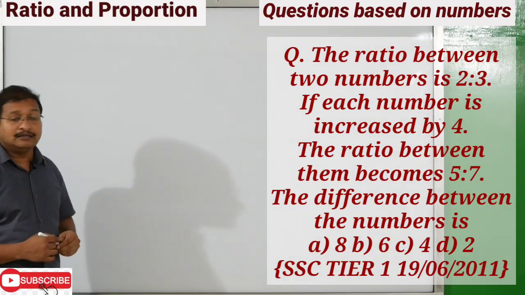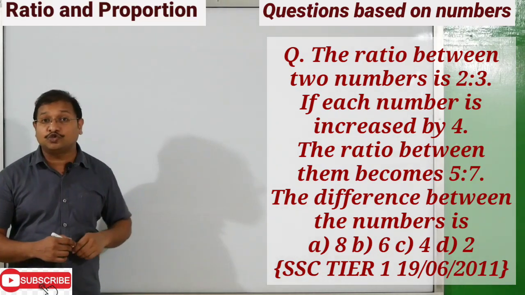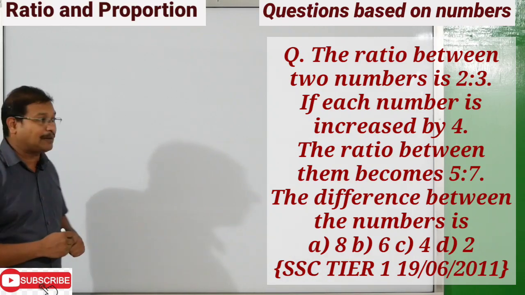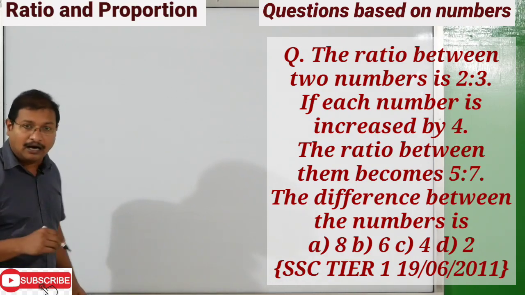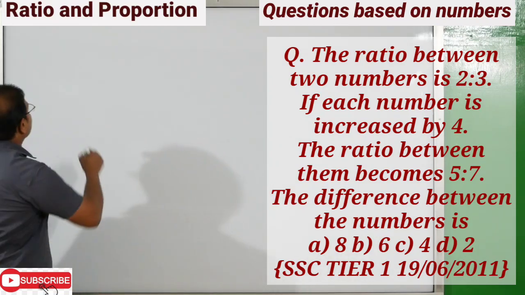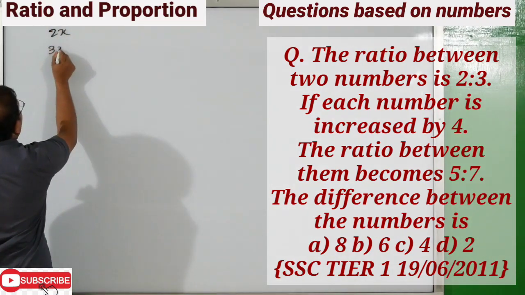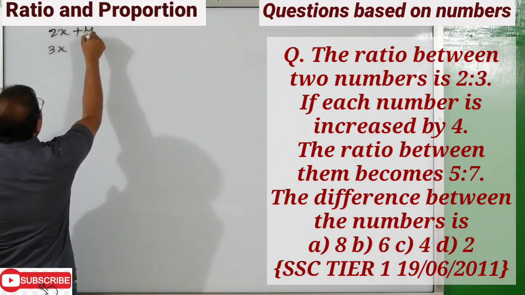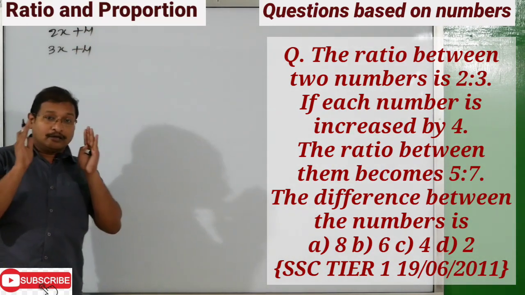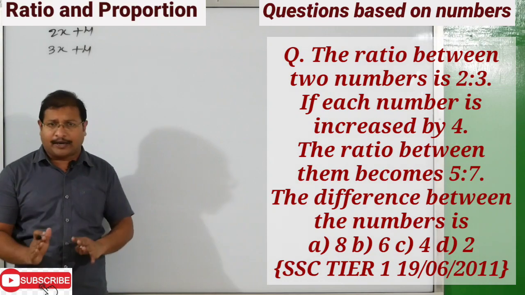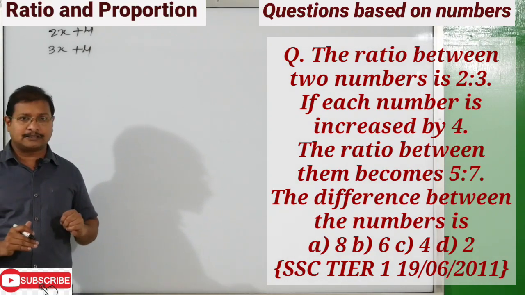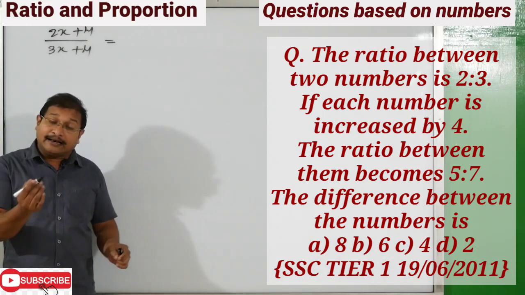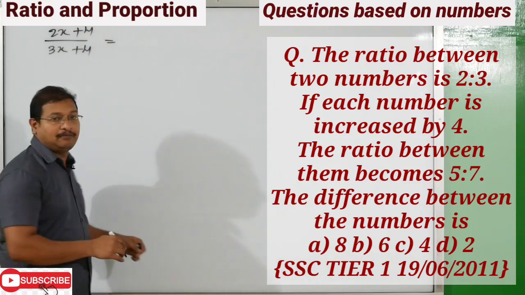See, it's already given the ratio between the two numbers is 2:3. But it's given each number is increased by 4. That means what will happen? You can take the two numbers as 2x and 3x. But each number is increased means what will happen? Plus 4, here also plus 4. So if you increase 4, then their ratio will become 5:7.